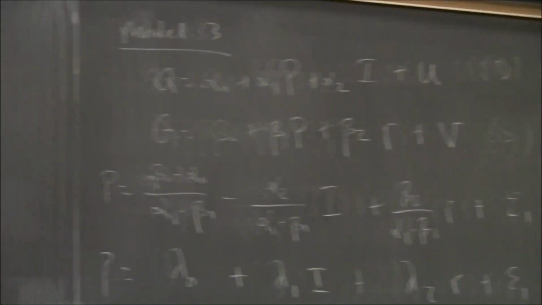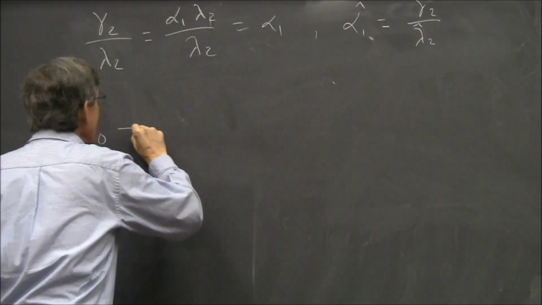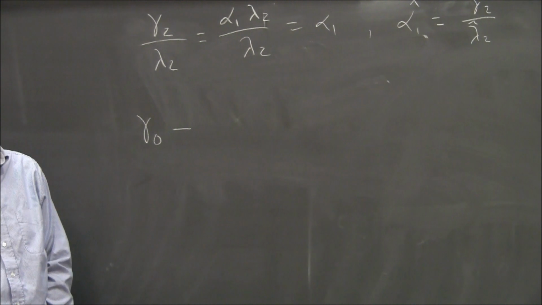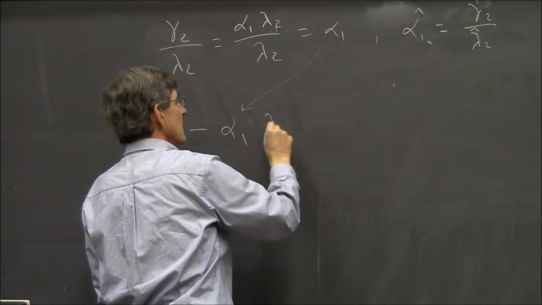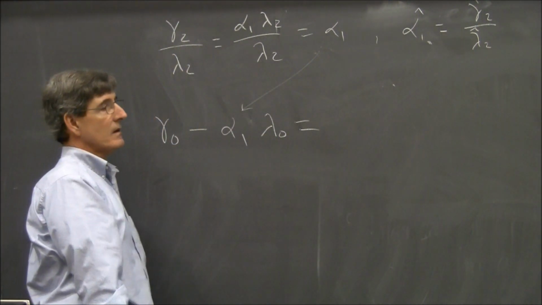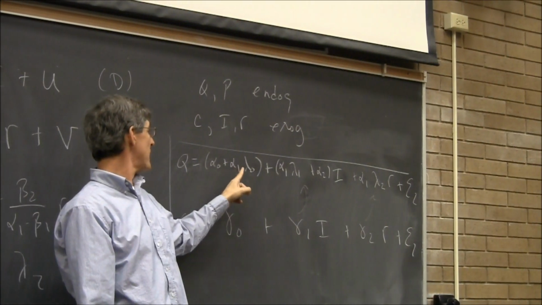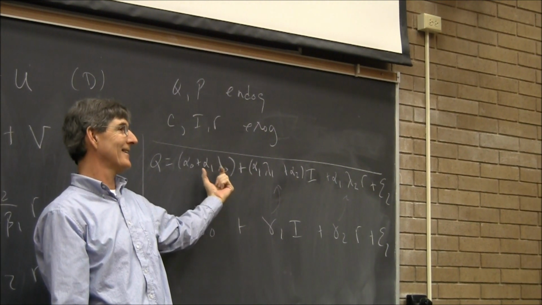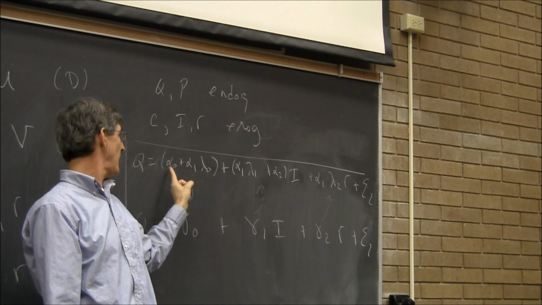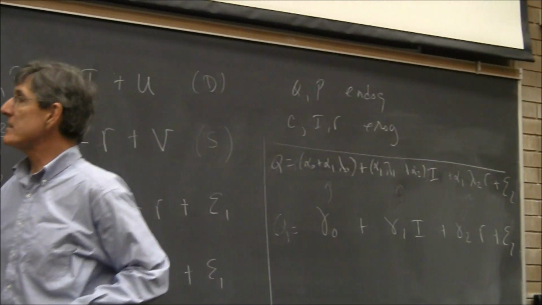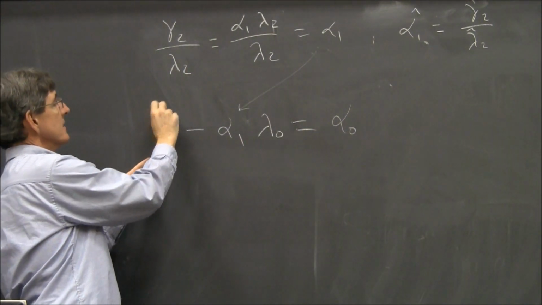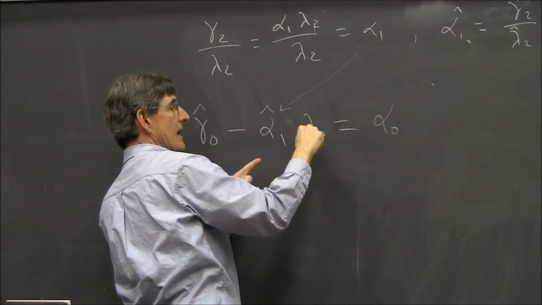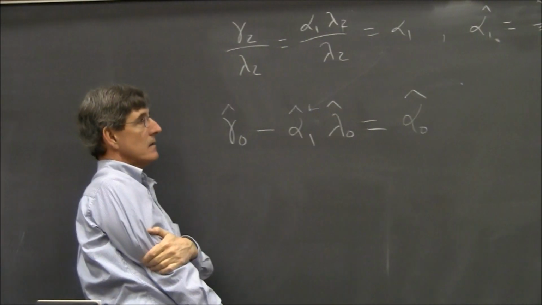So I can say that gamma 0 minus alpha 1, which we've just found, times lambda 0, equals what? What's gamma 0 equal? That. If I subtract off alpha 1 lambda 0, what do I get? Alpha 0. So this is alpha 0. That's how I find alpha 0. I know this, I just got that, and I know that. So that's what alpha 0 hat is.